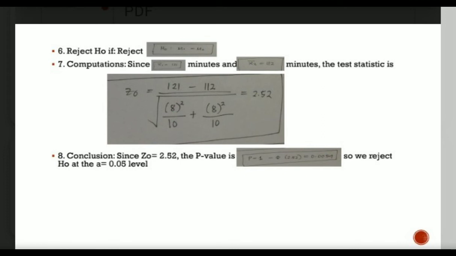So, our last 8-step procedure is conclusion. Since z-naught equals 2.52, the p-value is P equals 1 minus the probability of 2.52, which equals 0.0059. So we reject the null hypothesis of no difference at the alpha equal 0.05 level. And that's all.